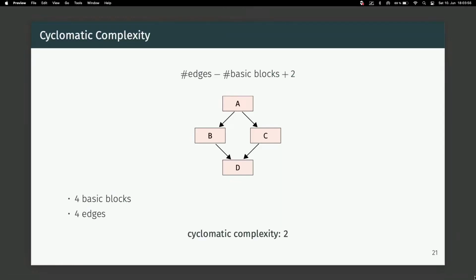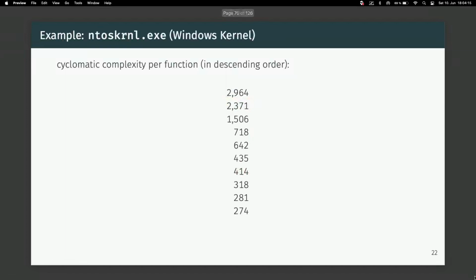In other words, cyclomatic complexity can be understood as the number of independent paths from the start to the end. So in this case, we have 2 independent paths, namely A, B, D, and A, C, D. So what does this detect? Let us take an example.